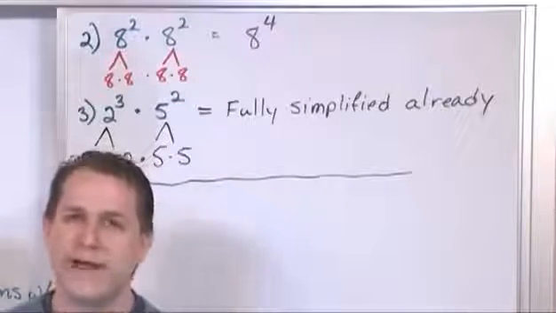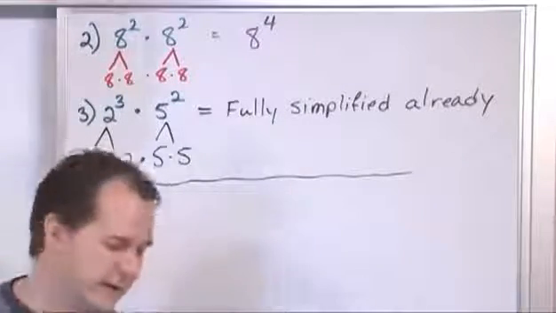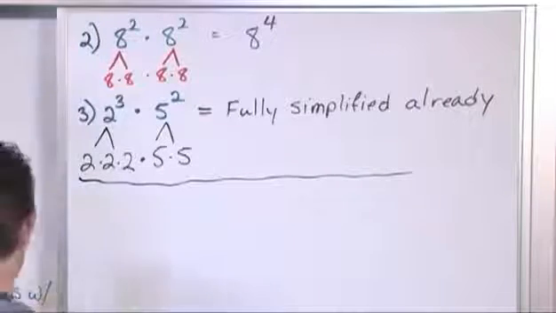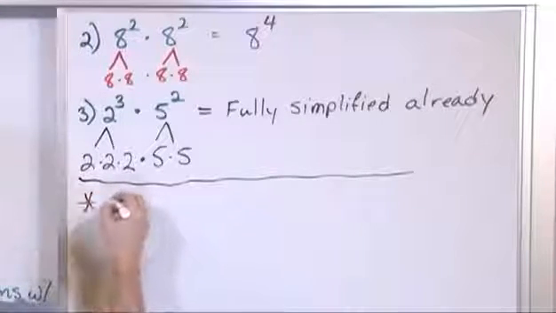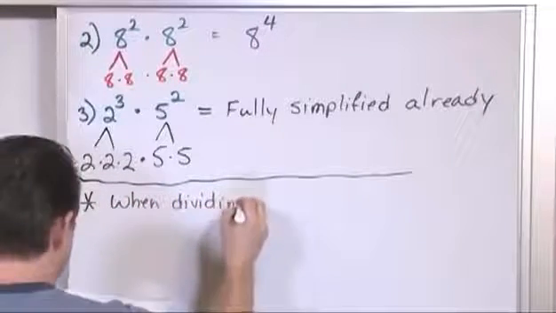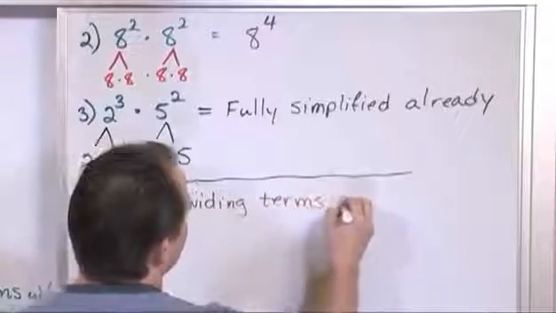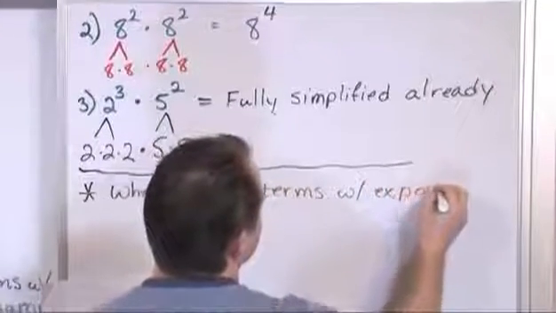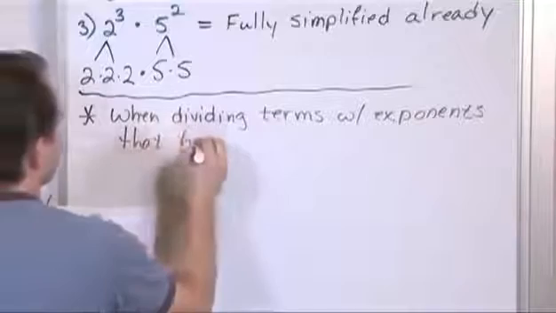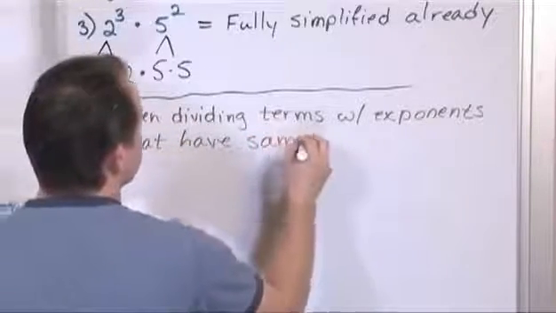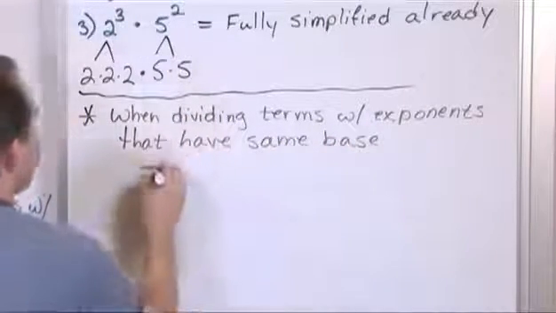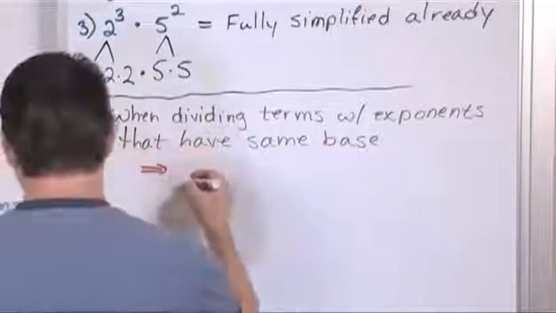Now, a similar rule happens if you're dividing numbers with exponents. So let's talk about that. Let me switch colors here a little bit. Okay. Put a little star here so you'll remember this. When dividing terms with exponents that have the same base, in that case, we simply subtract the exponents.